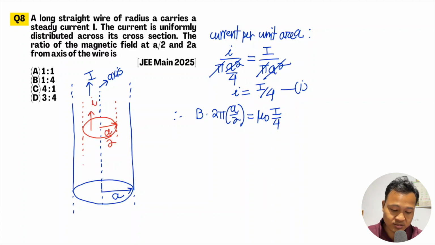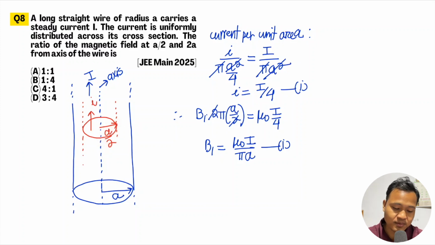Let's say this is B1. So here B1 is equal to, 2 gets cancelled out, mu naught into I divided by pi into A. So this is the magnetic field at the point A by 2 inside.